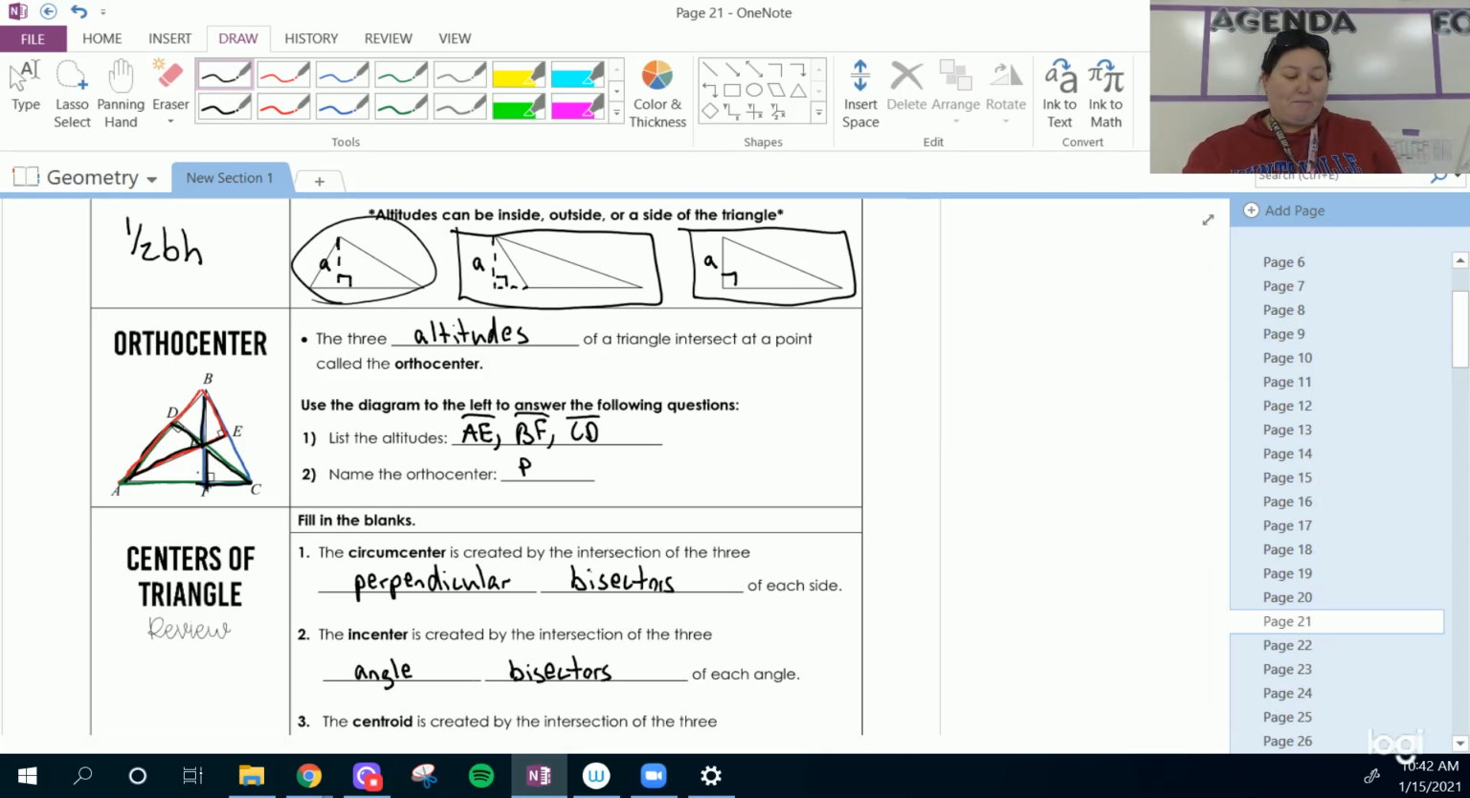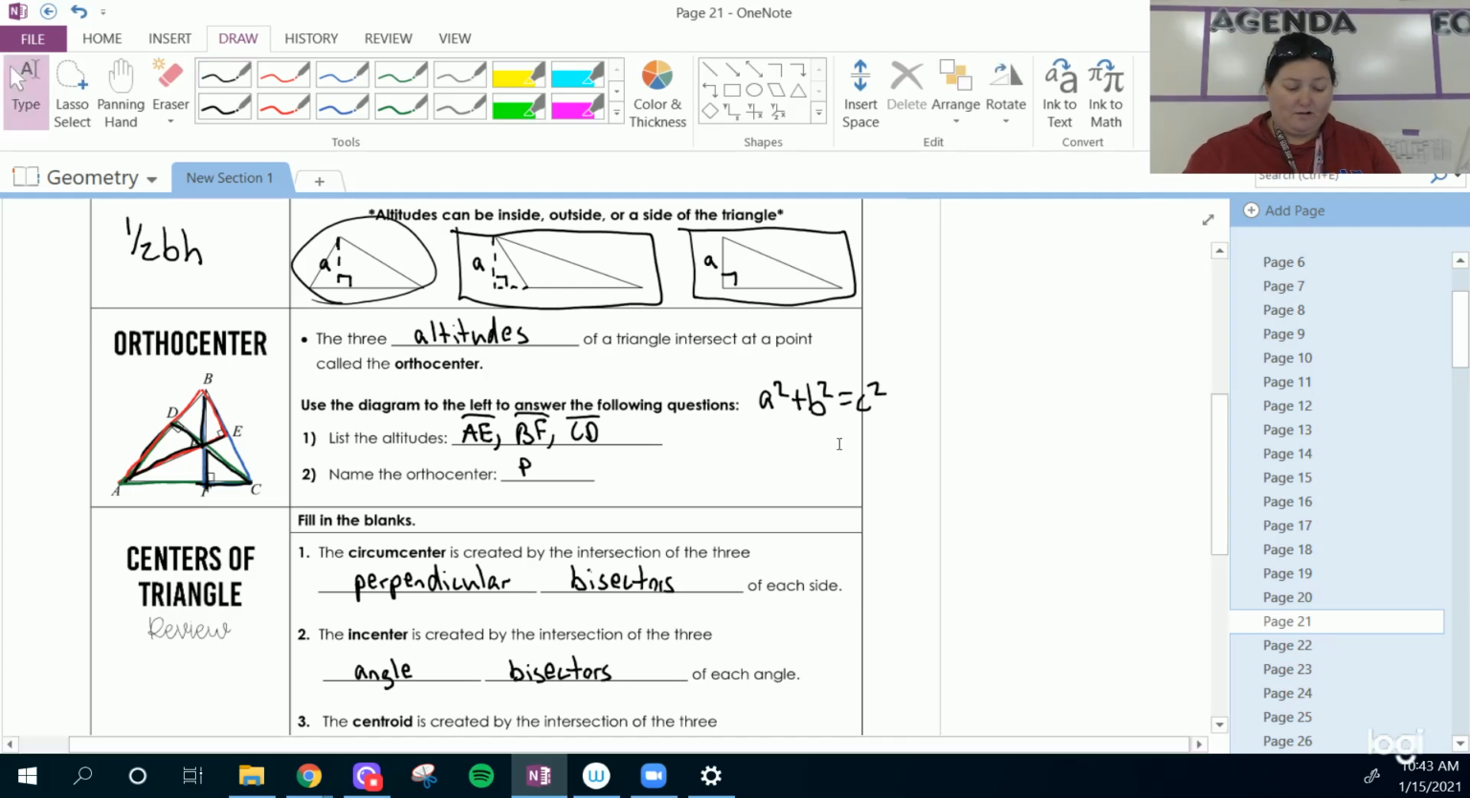So it's really important to know that when you're dealing with the orthocenter, most of the time the problems you'll be completing are Pythagorean theorem problems, which use a squared plus b squared equals c squared. If you're not sure what Pythagorean theorem is, please go back and watch that video on that. If you have questions, message me on Schoology.